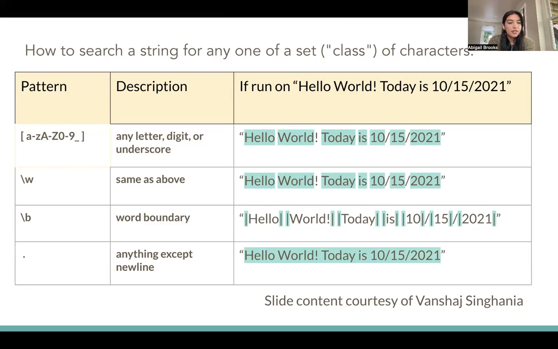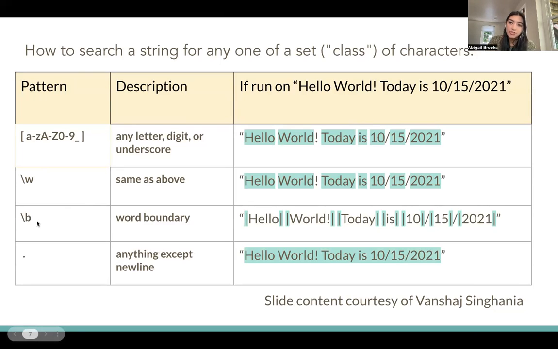Let's see. Another thing I want to point out is we have \w, which matches lowercase, uppercase characters, digits, or an underscore. And this is essentially matching all word characters. If we run this on our string, we can see it matches hello world, basically anything except white space and punctuation. We also have \b.